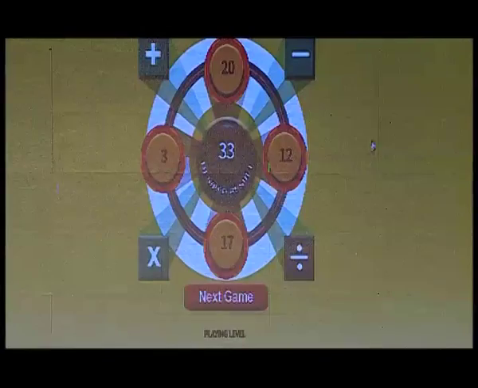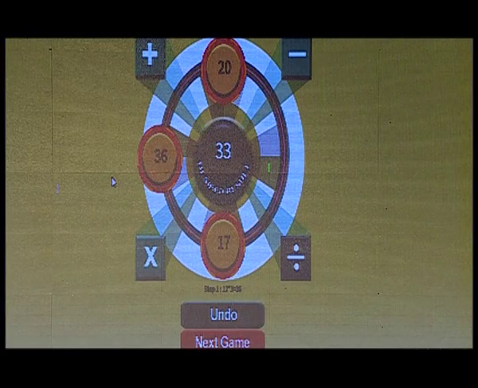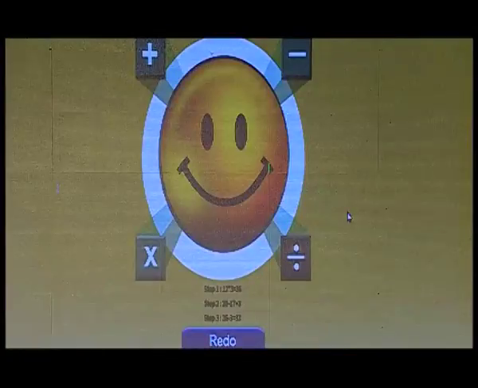Venkatesh, you solved this, so it's your turn to explain to me. I multiplied 12 and 3, and subtracted 17 from 20. Subtracted 17 from 20, you arrived at 3. 36 minus 3 is 33. Well done, Venkatesh. We'll move on to game number 2.